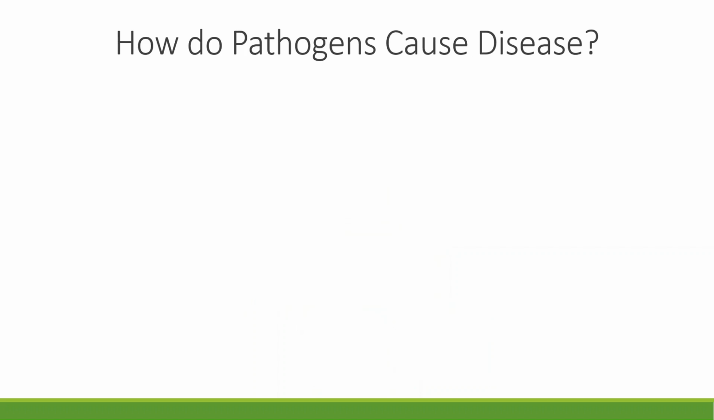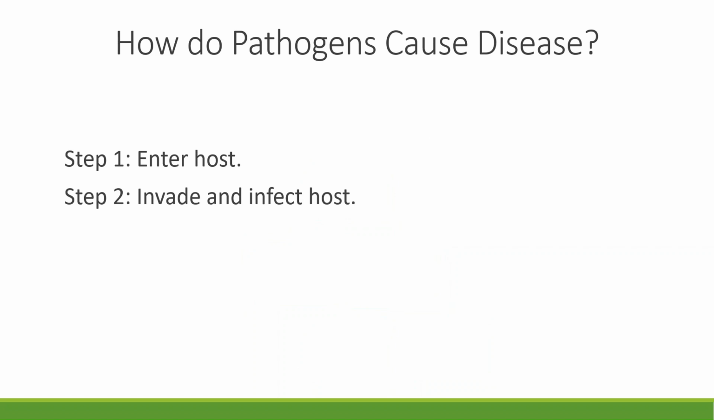So, how do pathogens cause disease? Well, pathogens follow a general sequence to establish infection. First, they enter the host through specific portals of entry. Then they invade and infect host tissues or host cells using certain virulence factors. And third, they have to exit the host in order to infect another host. So they can exit via specific portals to continue the infection cycle.